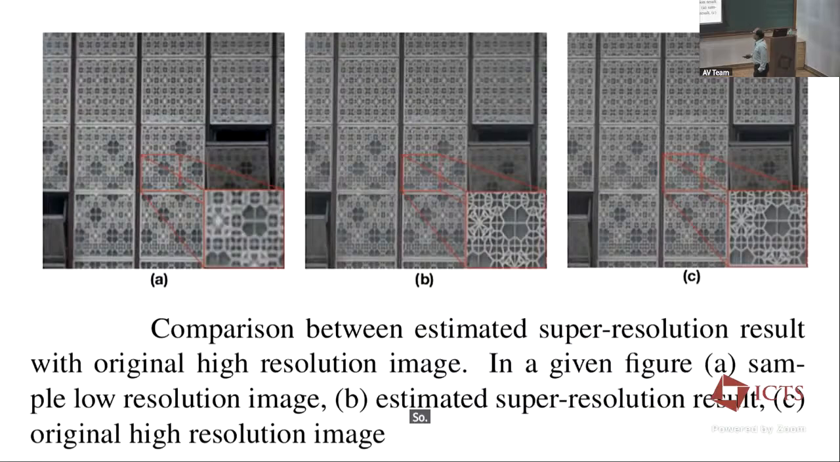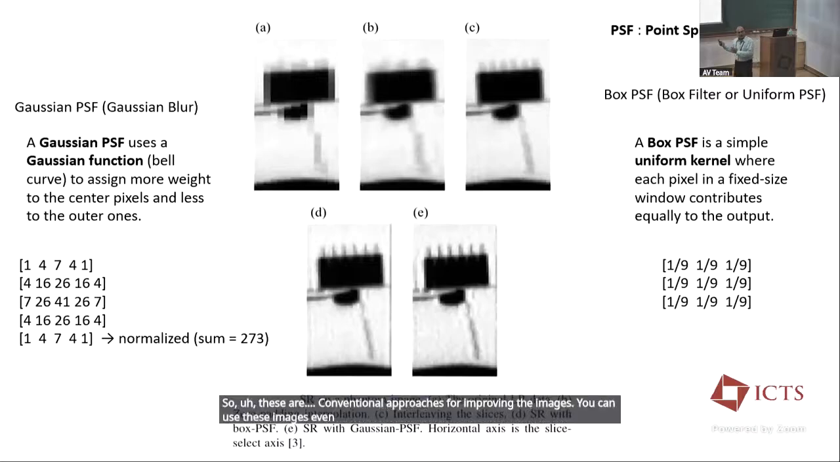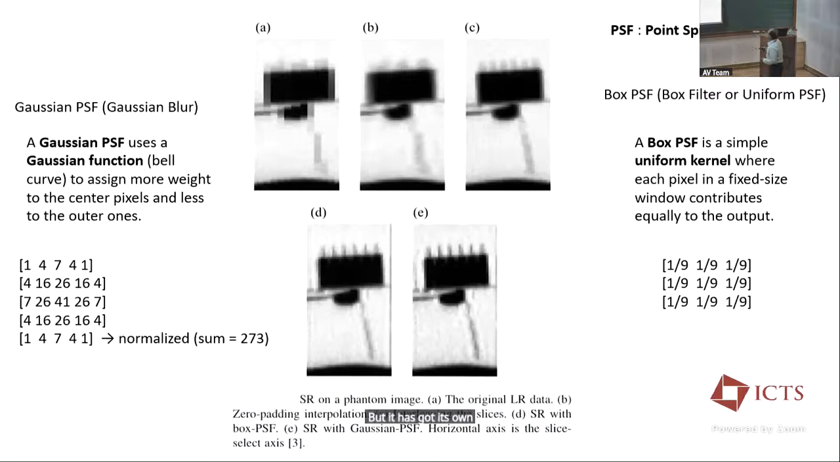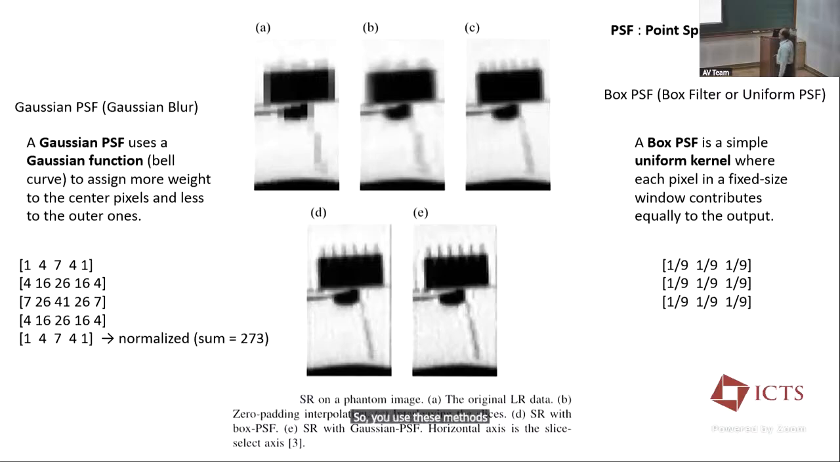So these are conventional approaches for improving the images. You can use them even on atmospheric data and try to see if it works, but it has its own pluses and minuses when it comes to the application. These are typical image data, so you use these methods. These methods can be used elsewhere too.